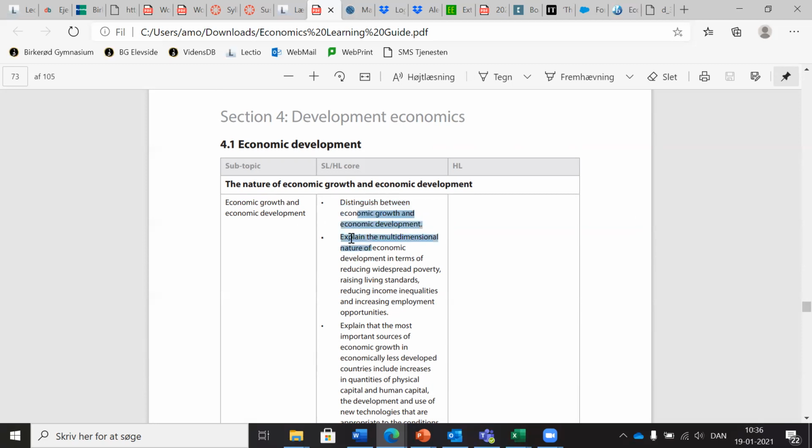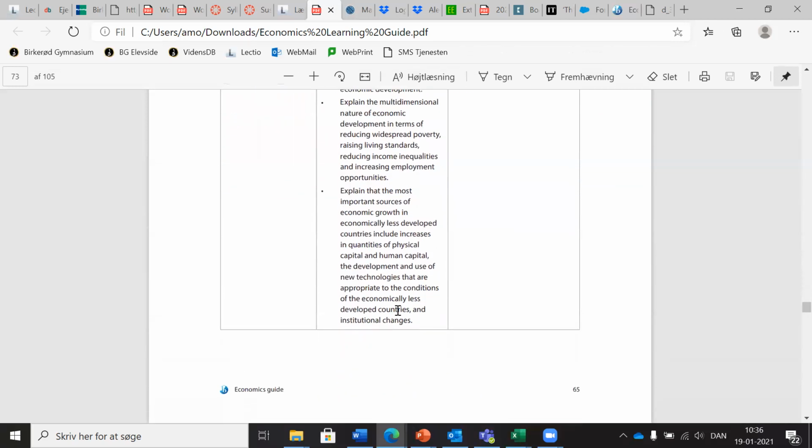So make sure you've got some examples of how we can measure economic development, and we'll talk more about that later. You'll be explaining the multidimensional nature of economic development. It's not just increasing GDP, as we said. It's about raising living standards. It's about getting rid of poverty. It's about reducing inequalities and increasing employment opportunities.